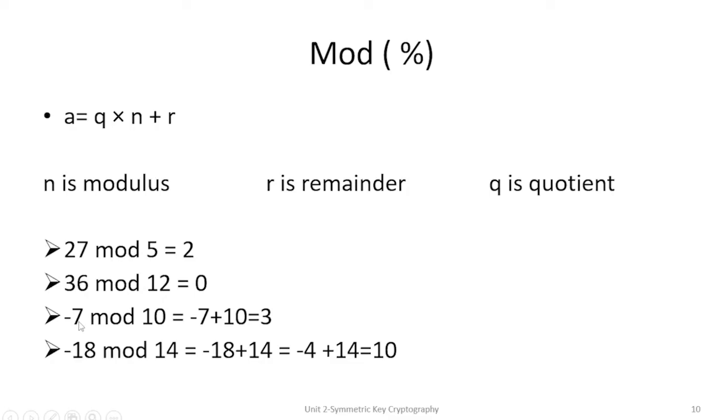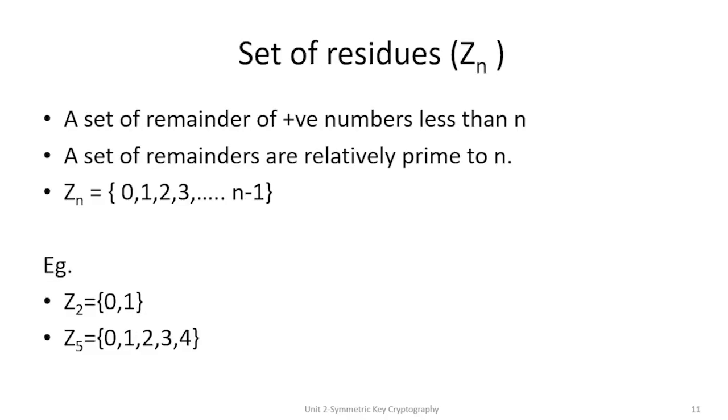Suppose a negative value is given, minus 7. Minus 7 mod 10 means we just add the modulus value to the given number. Minus 7 plus 10 is 3. This should be repeated until we get a positive remainder value. For example, minus 18 mod 14. It is a negative number, so we add minus 18 plus 14. Again the minus symbol is there, so once again you do the addition: minus 4 plus 14 is 10. So the correct answer is 10. Until we get a positive value, we should do the same procedure. So this is applicable for the mod operator.